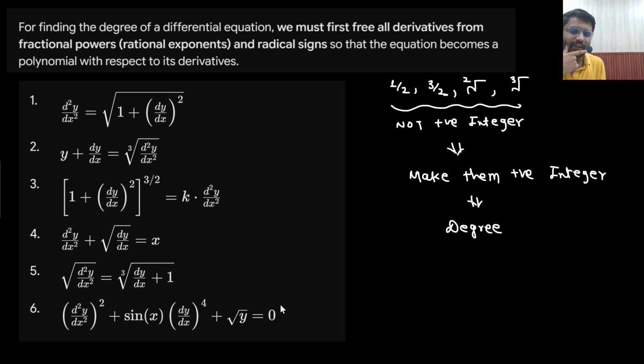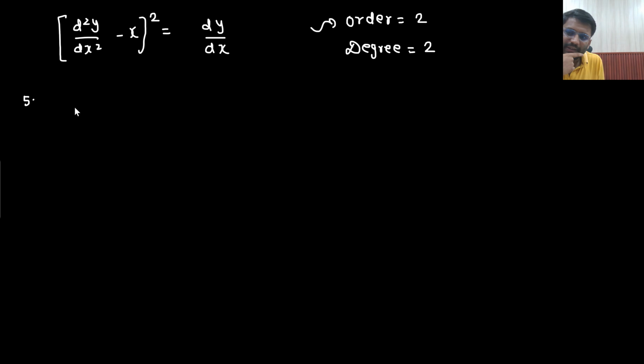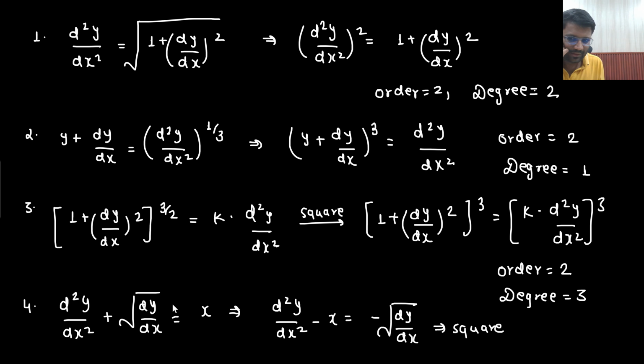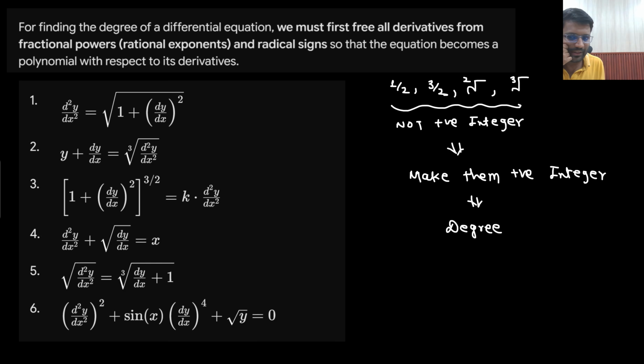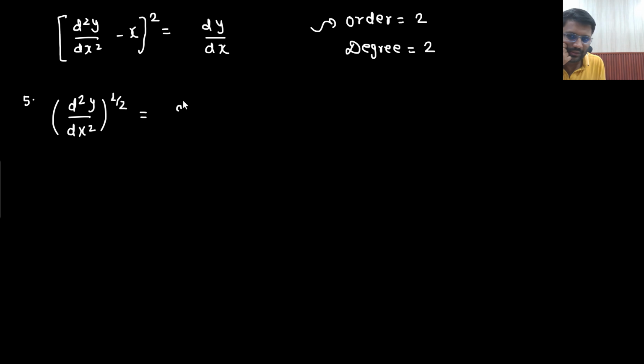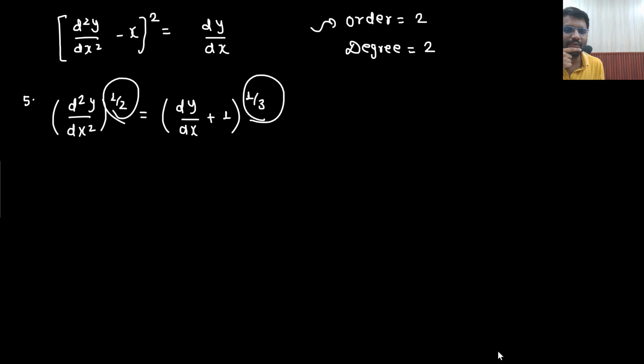Here there is power 1 by 2. Here there is power 1 by 3. d2y by dx2, power 1 by 2 is there, and dy by dx plus 1, power 1 by 3 is there. What do you think? What we need to do? Which power you will take? Sir, if I take power 2 here, what I will get? Here it will become power 1, but here the power will become 2 by 3 only. If I take power 3, this will become 1, but this will become 3 by 2. Then also there is a problem.